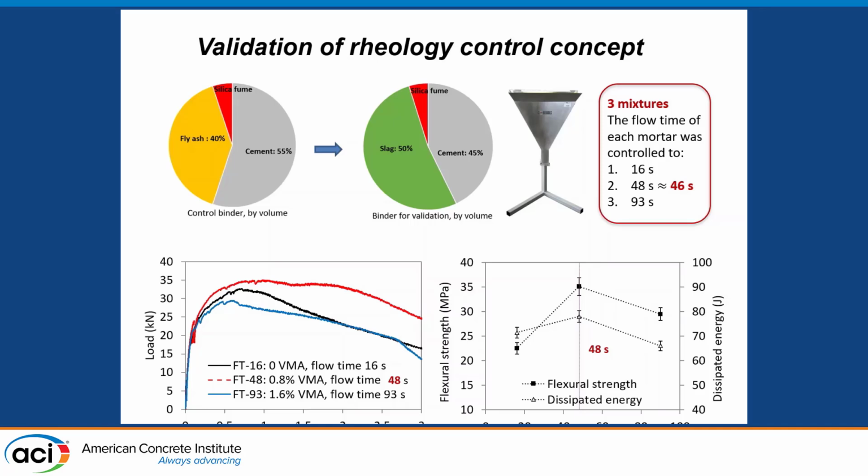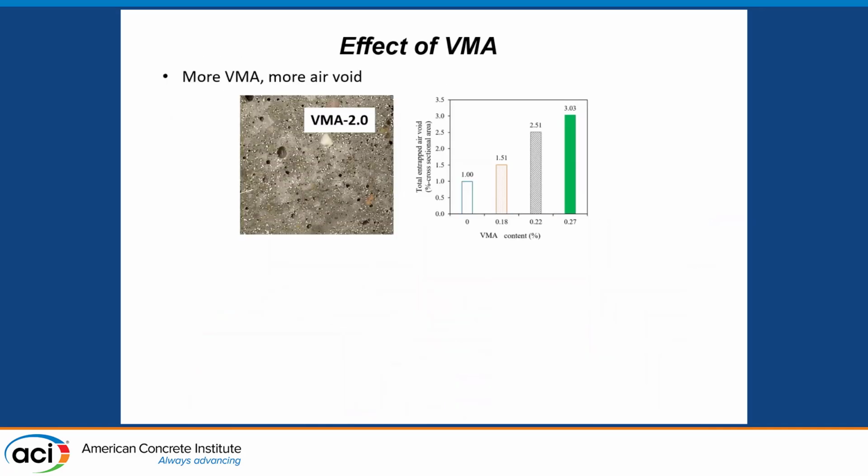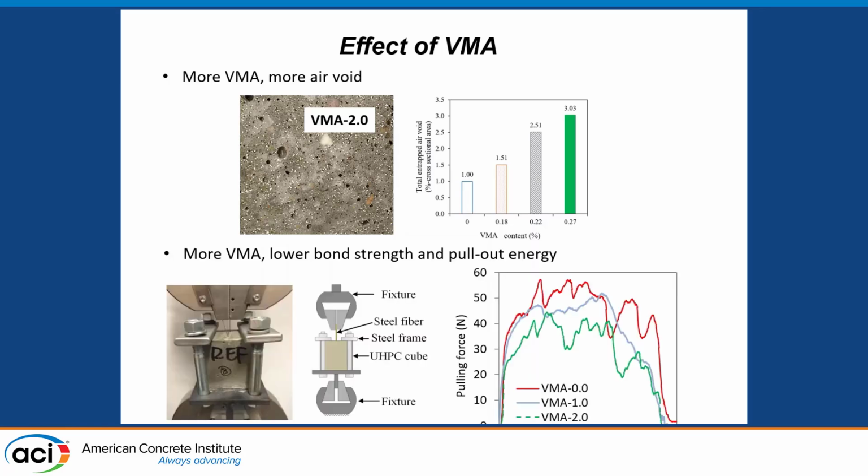The improvement of the fiber dispersion gives us the reason why we have an improvement in the flexural performance, but why is there a reduction after the optimum viscosity? This is actually due to the VMA. The VMA also has an adverse effect on the matrix. With more VMA, it will introduce more air to the system, and more air means more loss. Also, more VMA will reduce the bond strength and the pull-out energy between the fibers and the matrix, which would adversely affect the post-cracking behaviors of the flexural performance.